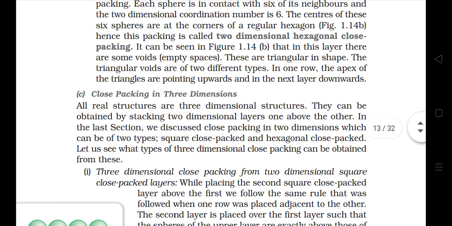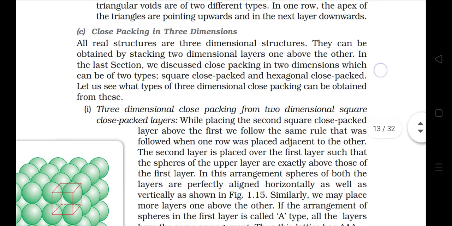Close packing in 3 dimensions. All real structures are 3-dimensional structures. They can be obtained by stacking 2-dimensional layers one above the other. In the last section we discussed close packing in 2 dimensions, which can be of two types: square close packed and hexagonal close packed. Let us see what type of 3-dimensional close packing can be obtained from these.